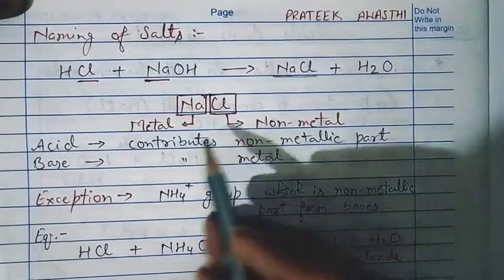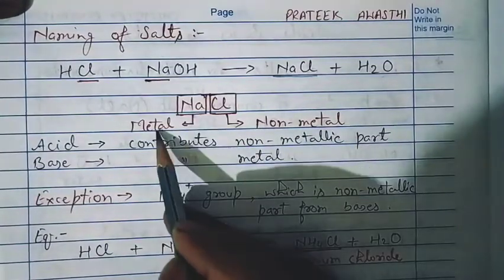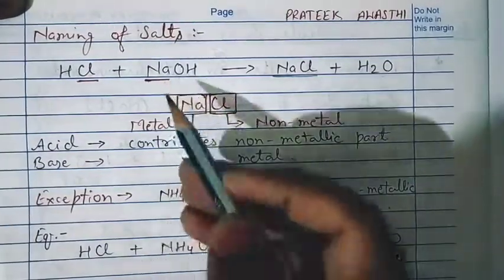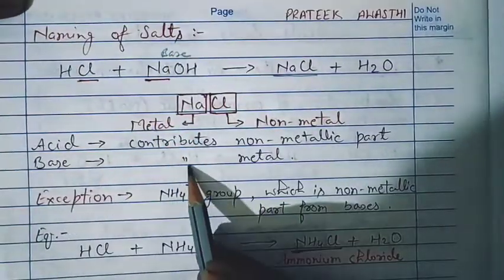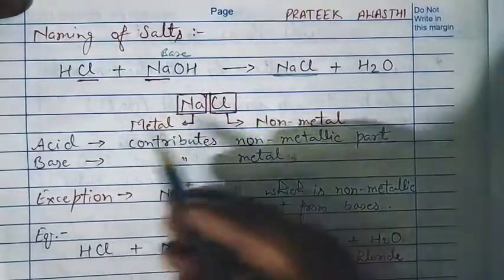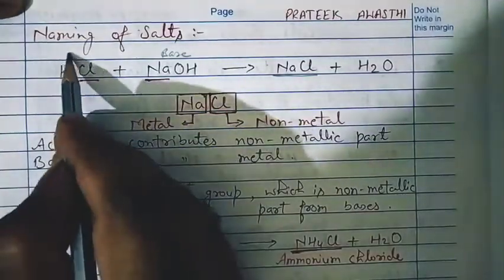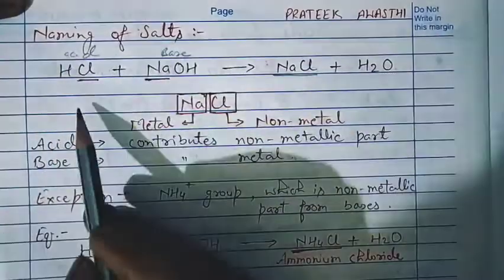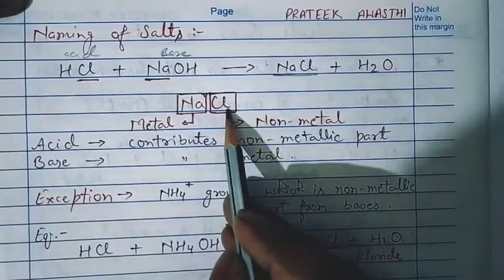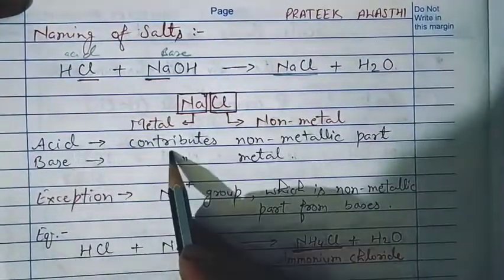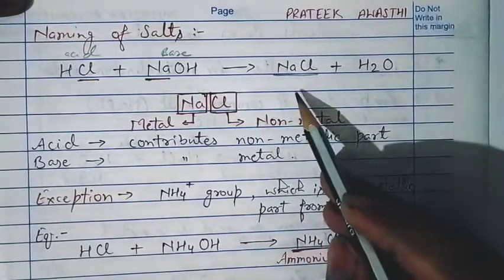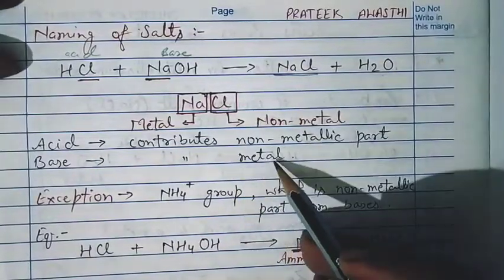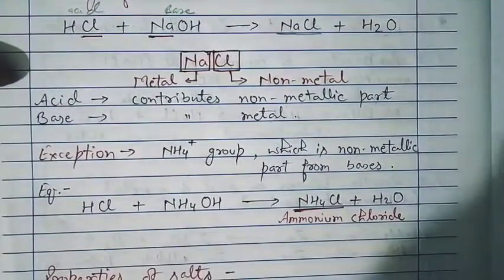So we can see that the metal is obtained from the base. NaOH is a base, so the base contributes the metal part, whereas Cl is obtained from the acid. This is an acid, so chlorine is obtained from the acid. So the acid contributes the non-metallic part in the formation of salts. So when we are naming these things, we are using these parts.